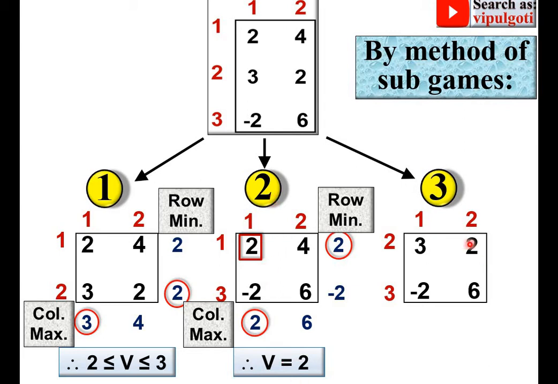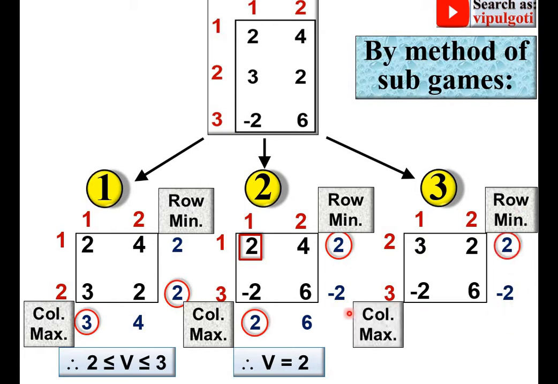Now next for subgame 3. So find out row minima. So here it is 2 and here it is minus 2. Next select the maximum value. Now column maxima. So here it is 3 and here it is 6. Now select the minimum value. So once again here these both values are not same. So at least we can conclude that the value of game must be in between these two values. So here for subgame 2 only we can say there is a saddle point and so the value of game is equal to 2.